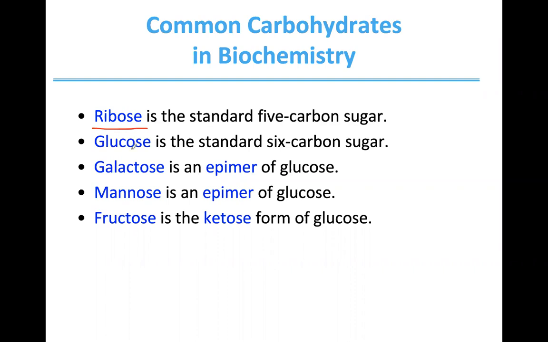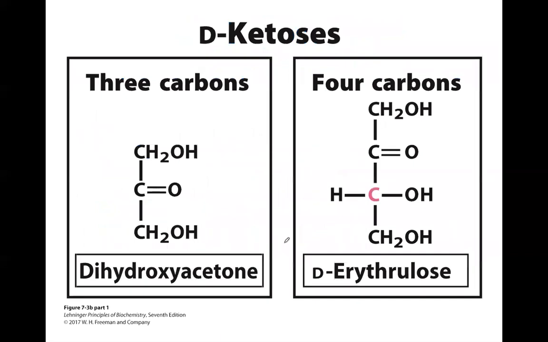All right, so glucose, standard 6-carbon sugar; galactose, epimer; mannose, epimer; and fructose is the ketose form of glucose. So let's talk about ketoses a little bit. We looked at this one already, dihydroxyacetone. Remember, I told you that this is going to be acetone, and if you add two hydroxy groups, this becomes dihydroxyacetone. So this is the simplest 3-carbon ketose.